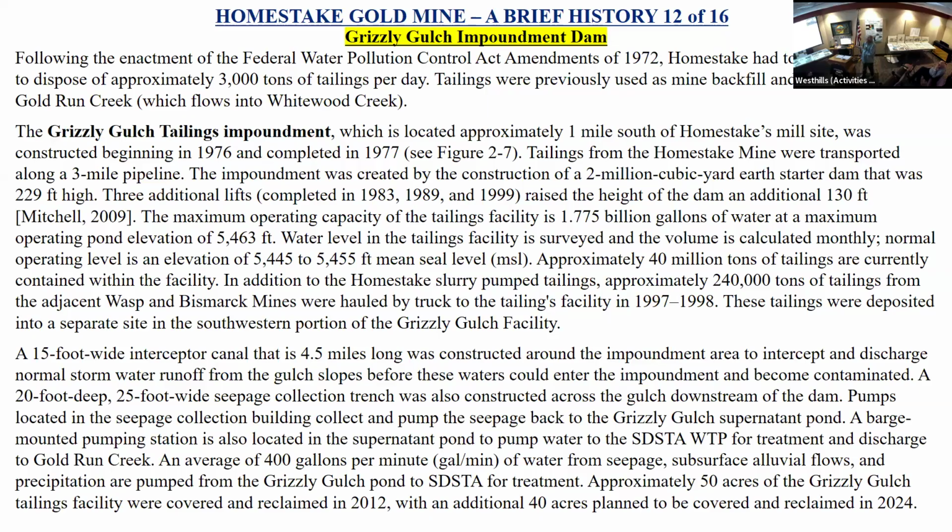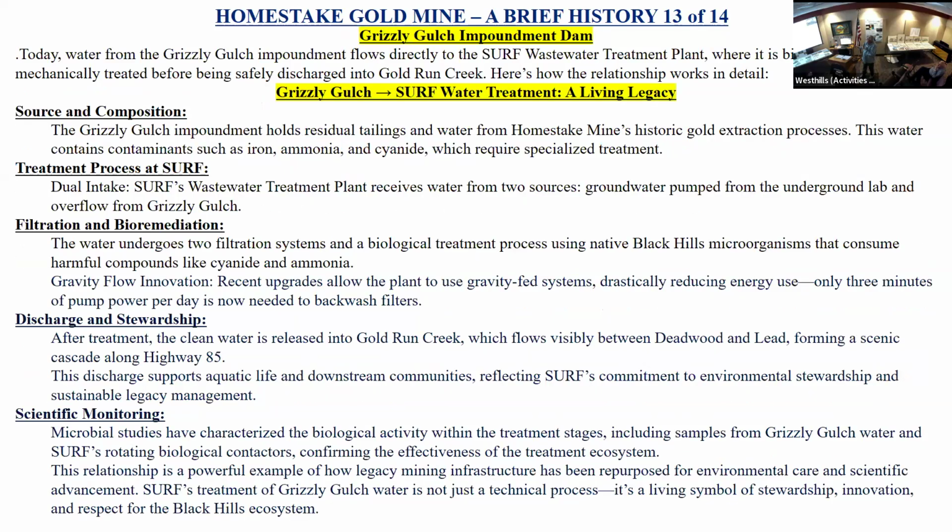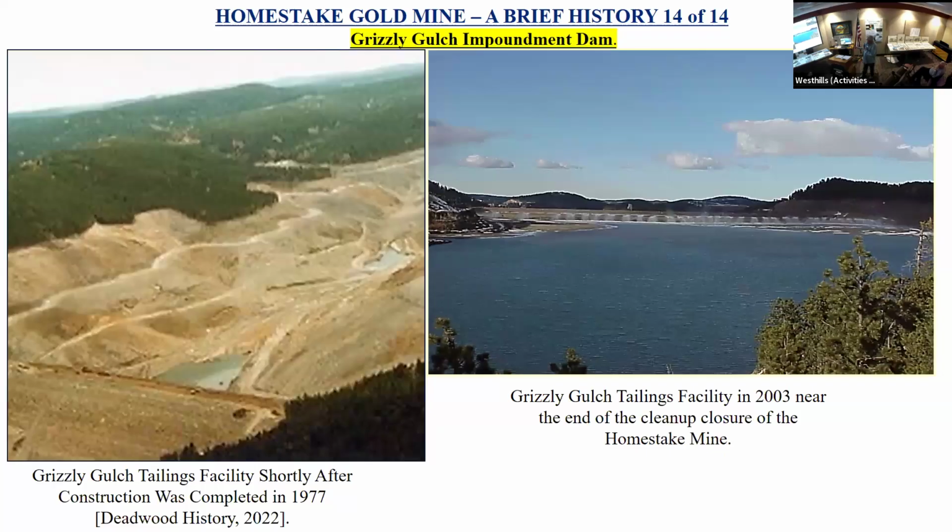The Grizzly Gulch Impoundment Dam, which we talked about before, and how water is handled. Again, I won't go into great detail, but this is the Grizzly Gulch Dam. It was being built on the left and what it looks like today. And that water is continuously being treated at the Sanford Lab water treatment plant, along with the water from underground, to make sure there aren't any dissolved solids or ammonia or any other degradation that would harm the environment.